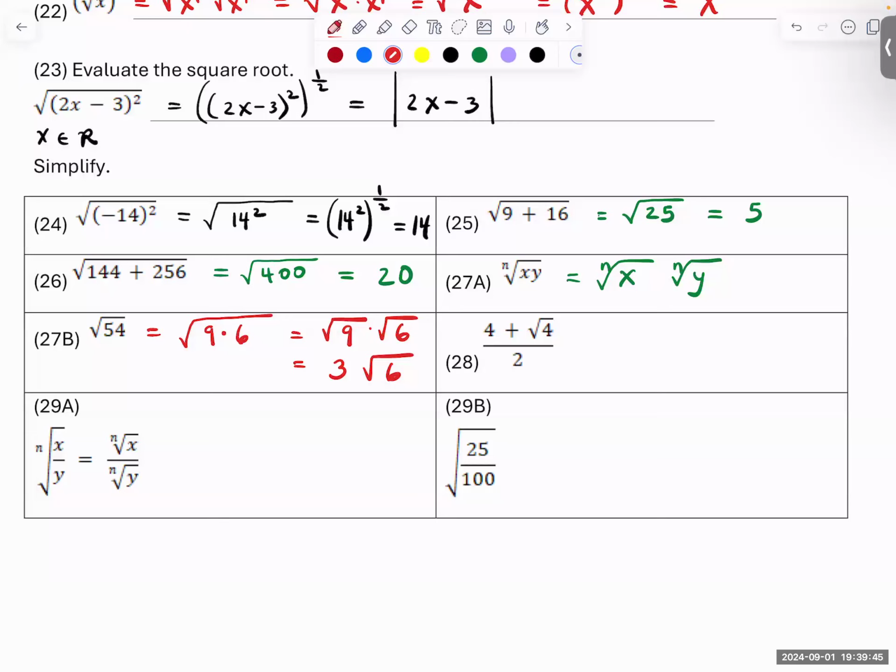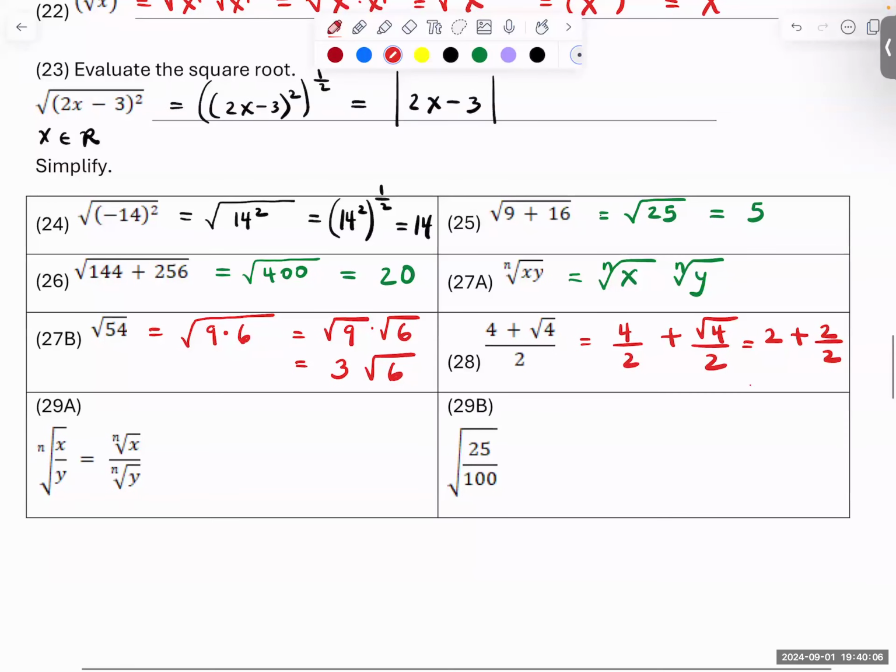Number 28. This fraction can be separated into a sum of two fractions, 4 divided by 2 plus square root of 4 divided by 2, which equals 2 plus 2 divided by 2, and the final answer is 3.